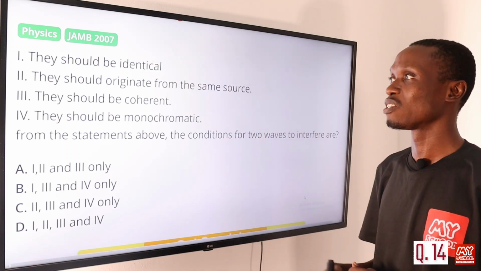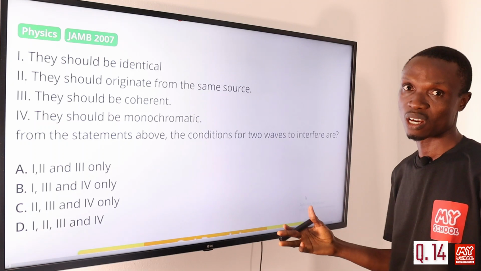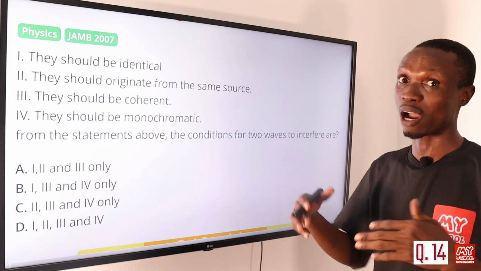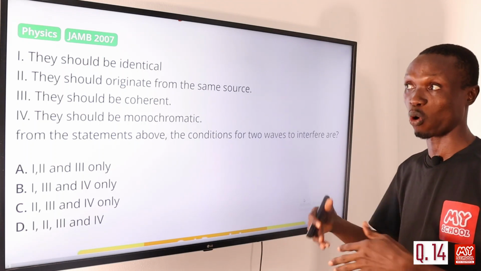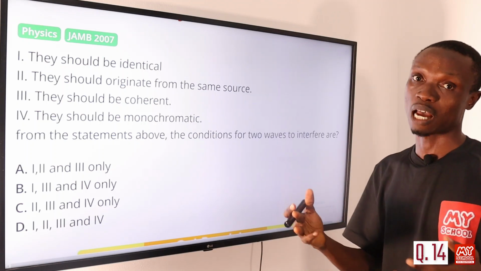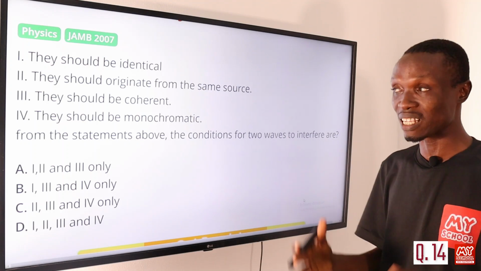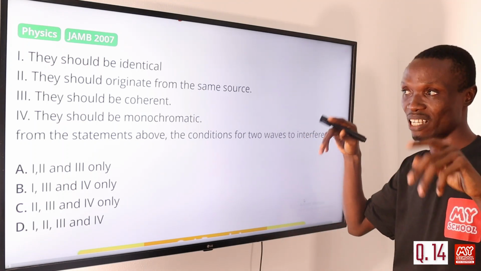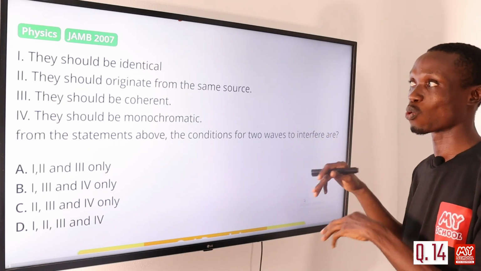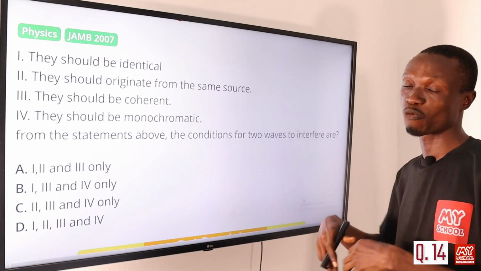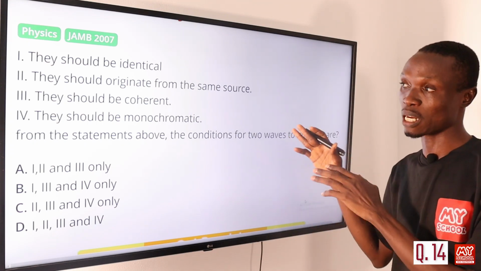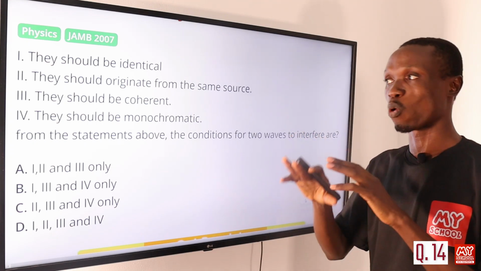While for II, they should originate from the same source, that is not necessarily a required condition for interference to occur. The two waves can originate from different sources provided the two waves are coherent. So II is not a strict condition for interference to occur. The two waves can originate from the same source, or they can originate from different sources. But the most important thing is that the two waves must be coherent.